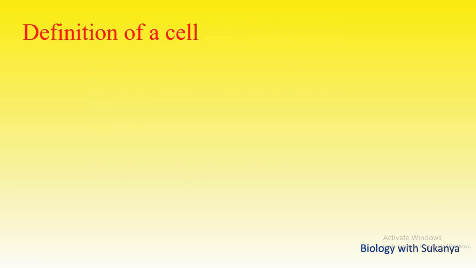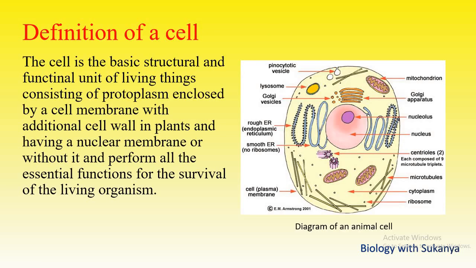Now we come to the definition of a cell, as I promised in the previous lecture. The cell is the basic structural and functional unit of living things consisting of protoplasm enclosed by a cell membrane with an additional cell wall in plants and having a nuclear membrane or without it. The one having it is a eukaryotic cell and the one without the nuclear membrane is known as a prokaryotic cell. And the cell performs all the essential functions for the survival of the living organism.